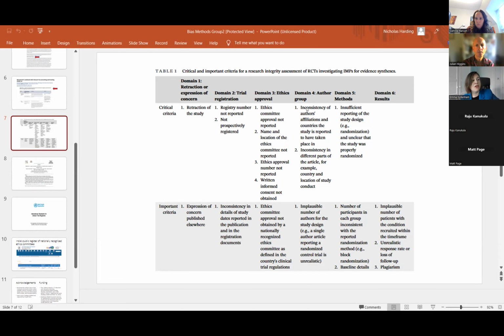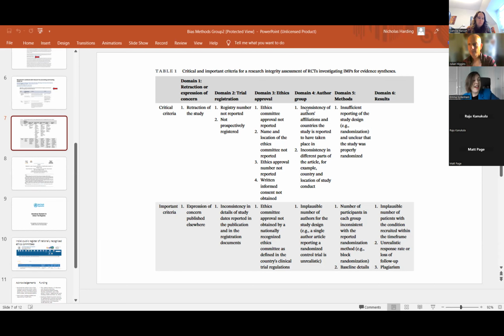results, where a variety of considerations are put forward to assess the validity of the results prior to including the study in the review, such as calculation errors, implausible treatment benefits, or implausible numbers of patients with the condition recruited in the time frame of the study. So some of the research integrity assessments require subject or knowledge of statistical analysis, but both should be available to an evidence synthesis author team that has been commissioned to complete the work. And only trials that pass the research integrity assessment tool should be included in the review, where they later go on to have the risk of bias tool assessment.